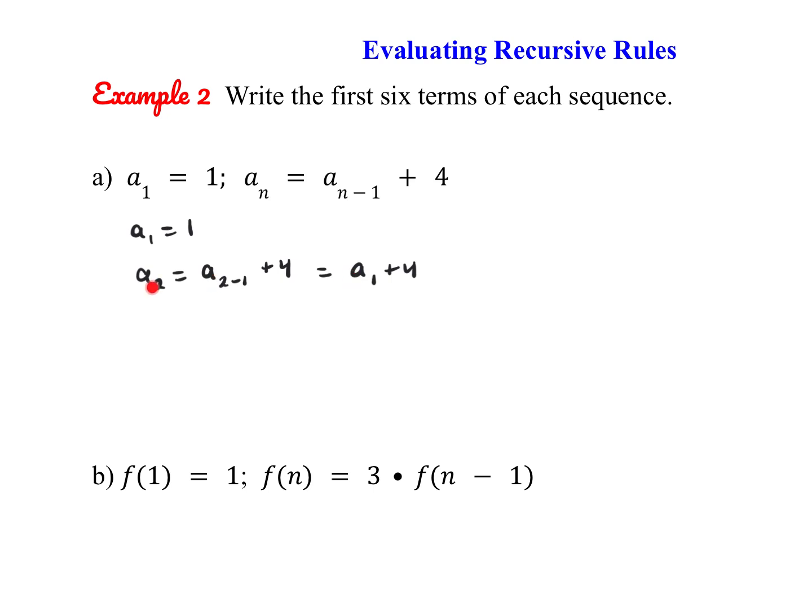Meaning the term before it. So if I want the second term, I take the first term and I add 4. So 1 plus 4 is 5. And again, I just pulled in this and I substituted it there.